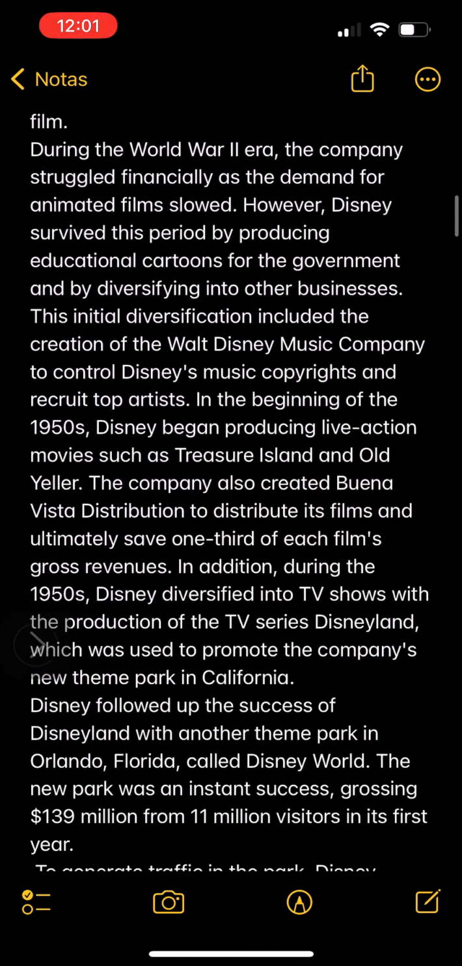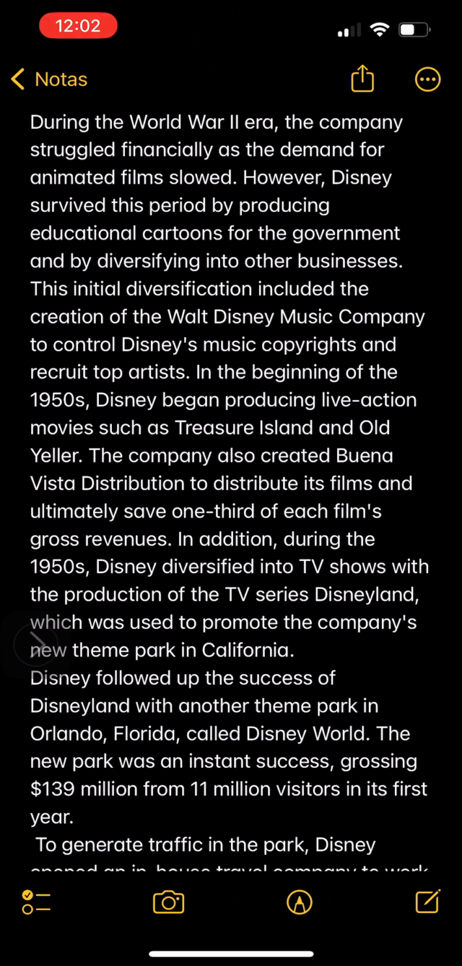During the World War II era, the company struggled financially as the demand for animated films slowed. However, Disney survived this period by producing educational cartoons for the government and by diversifying into other businesses. This initial diversification included the creation of the Walt Disney Music Company to control Disney's music copyrights and recruit top artists. In the beginning of the 1950s, Disney began producing live-action movies such as Treasure Island and Old Yeller. The company also created Buena Vista Distribution to distribute its films and ultimately save 1/3 of each film's gross revenues.